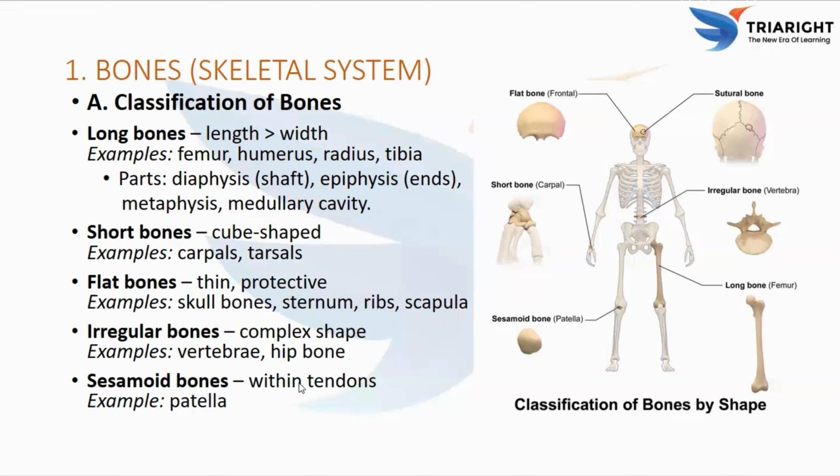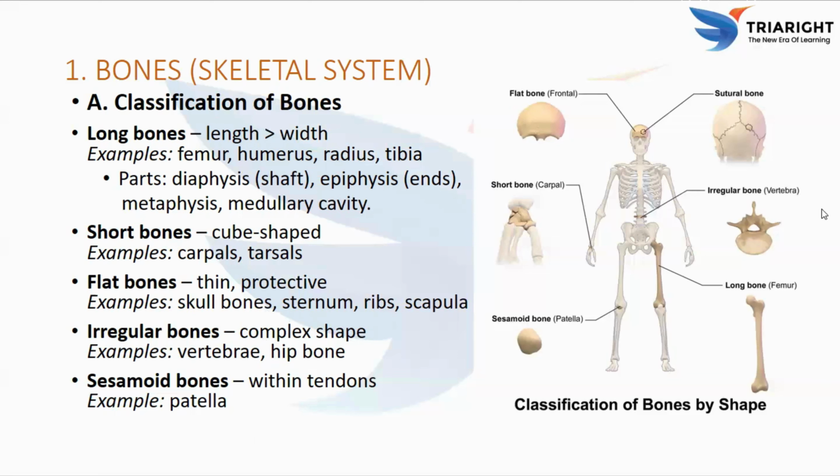The last type of bone is the sesamoid bone. These sesamoid bones form inside the tendons. They help to reduce friction and act like pulleys for the muscles. For example, the patella, the kneecap. It is the most common sesamoid bone.